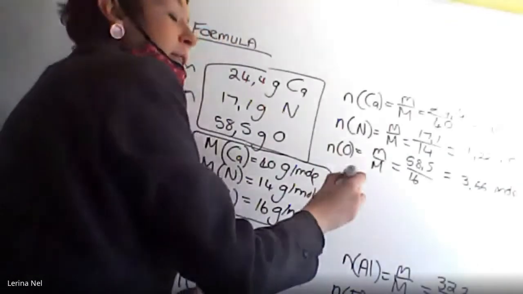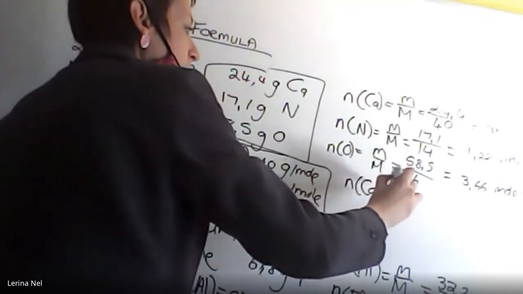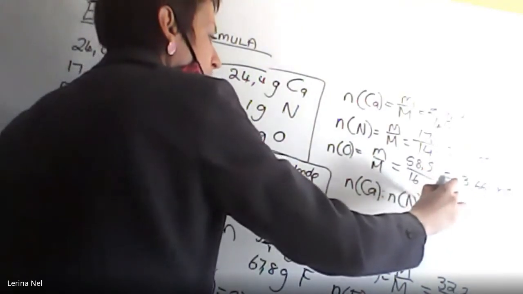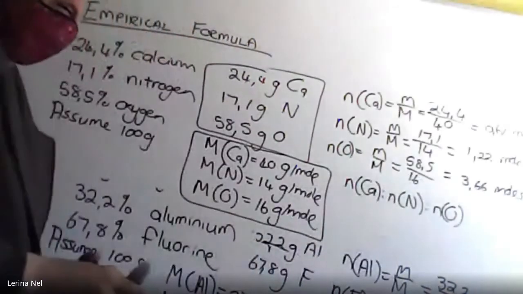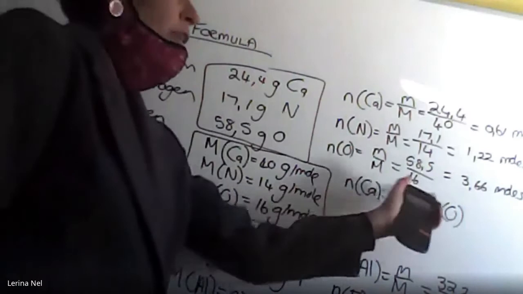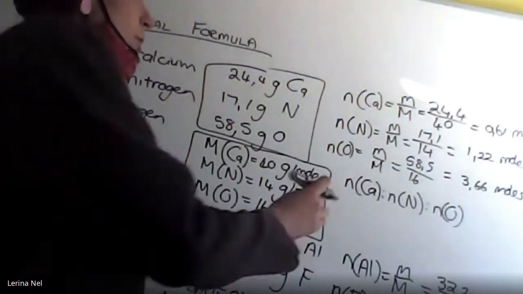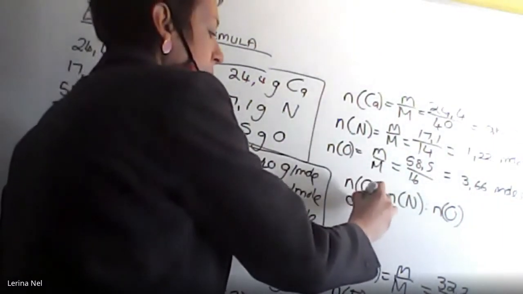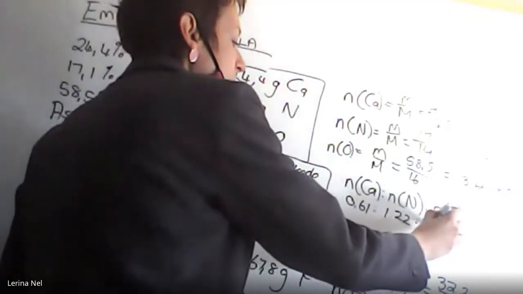So we calculate the number of moles of calcium to the number of moles of nitrogen to the number of moles of oxygen. By the way, why am I writing in this order? Normally we write metals first. Calcium is a metal. And between nitrogen and oxygen, alphabetically, nitrogen is before oxygen. What is the number of moles here? 0.61 to 1.22 to 3.66.